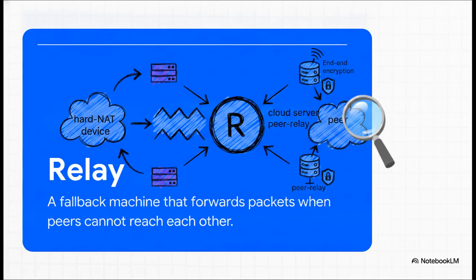So if you ever see a relay connection status in your dashboard, don't panic. A relay rescue is totally normal for hard NAT devices, and your data stays 100% end-to-end encrypted.